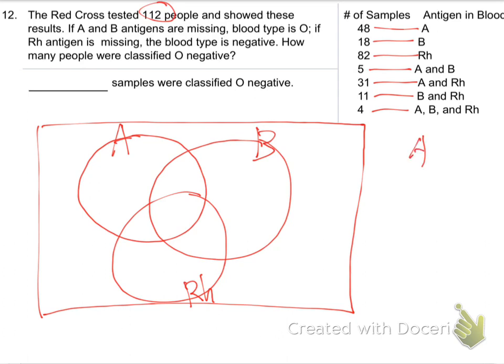But if you have the A antigen, you're A. If you have the B antigen, you're B. If you're missing both of them, if you have neither A nor B, you're type O. That's what type O means. You don't have A and you don't have B.